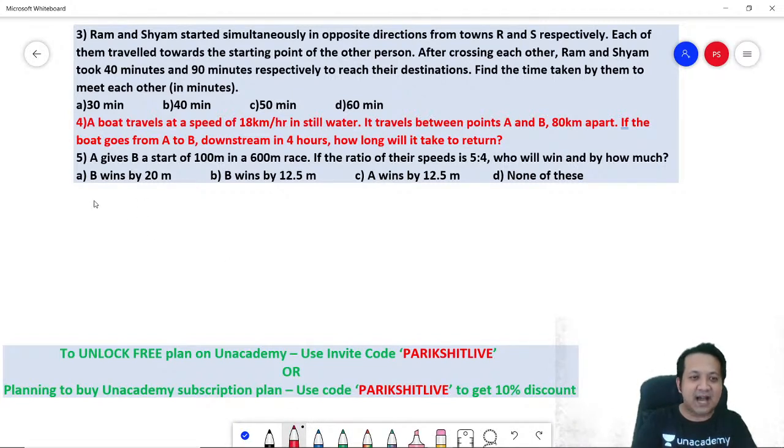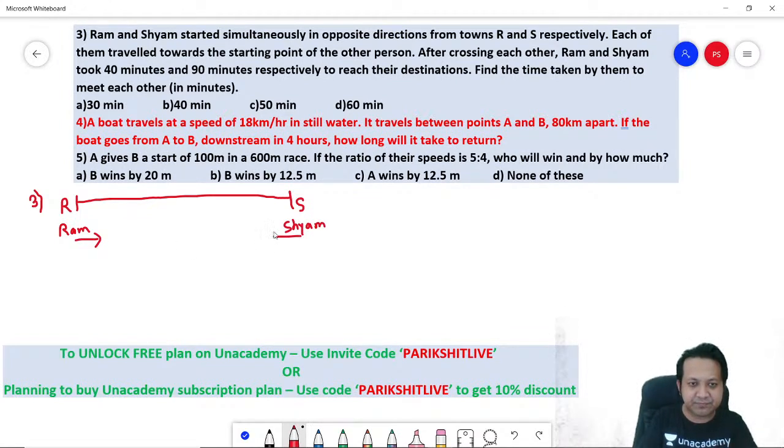Ram and Shyam started simultaneously in opposite directions from towns R and S respectively. So what will I do? I will rather draw a line. I love drawing the diagrams. So you put R here and S here, right? They say Ram and Shyam start simultaneously. So can I say Ram is starting in this direction from R and Shyam is starting in this direction from S. Each of them travels towards the starting point of the other person.